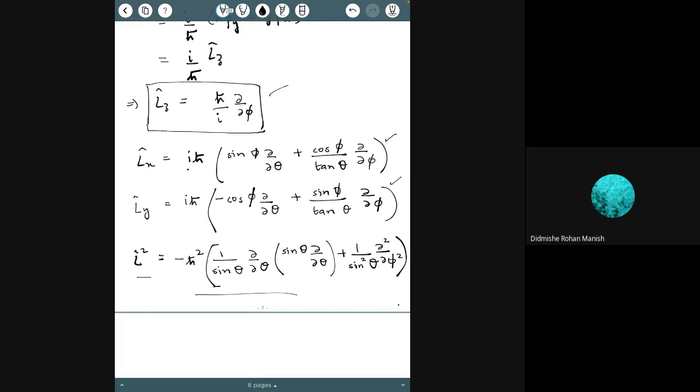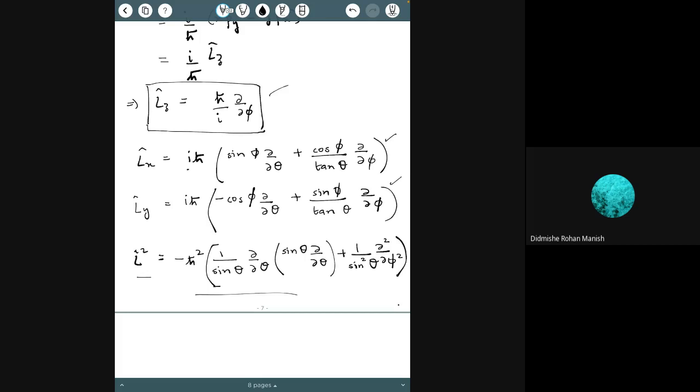Okay, so let me just repeat what we will do. We will find simultaneous eigenstates of Lz and L squared, and then from those solutions we will look for solutions to the hydrogen atom Hamiltonian.